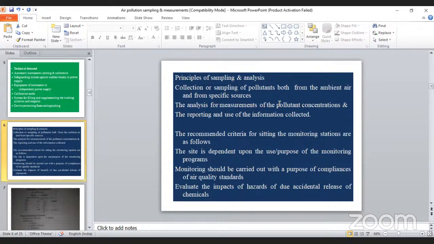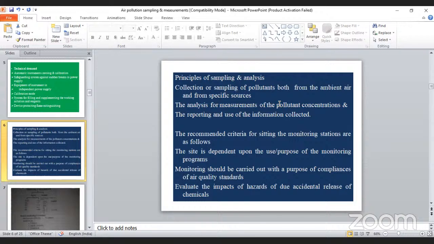We have to think in depth. The components of an air pollution monitoring system include three main aspects. The first aspect is collection or sampling of pollution, both from the ambient air and from specific sources. The second is the analysis or measurement of the pollutant concentration. The third is reporting and the use of the information collected.